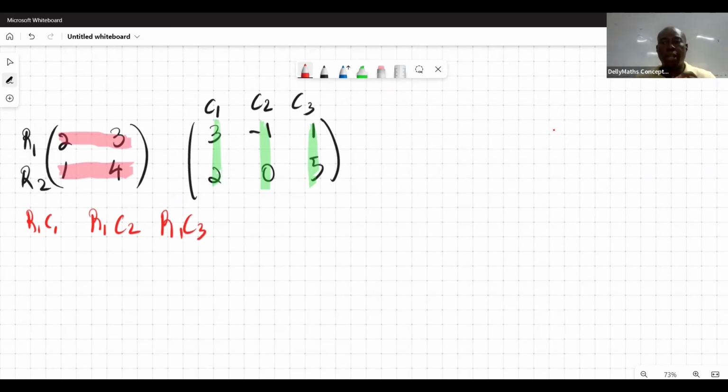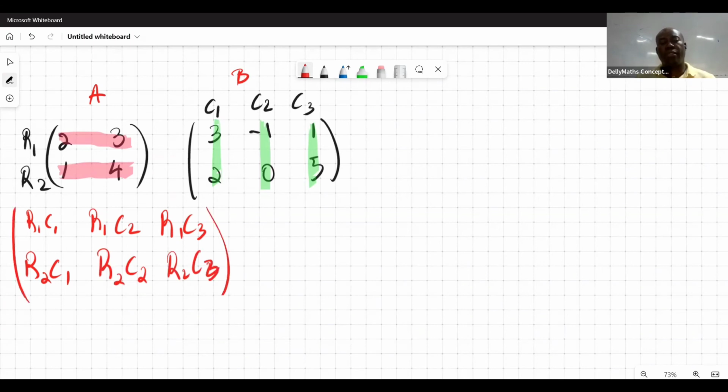Matrix 2. Row 1 from matrix 1, or you could say matrix A, will be used to multiply by all the columns in matrix B. Then row 2 from matrix A will be used to multiply by all the columns in matrix B. And the results will be in that order.